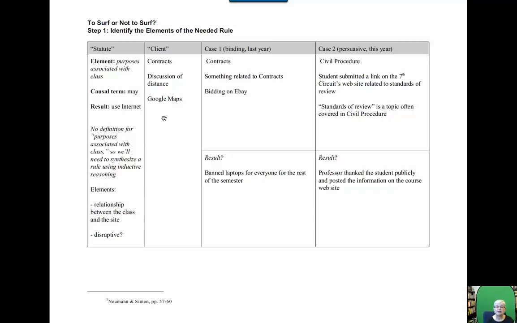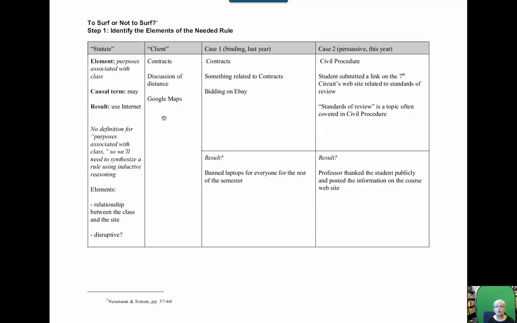And so you ask, well, tell me a little bit about what's happened before. And so the student tells you about 2 different times when this rule has been applied. The first case was with the same contracts professor last year. Same decision maker, that means this is going to be binding. What happened there was that it was in contracts class. They were talking about something related to contracts. Nobody remembers exactly what. And the student was bidding on eBay.